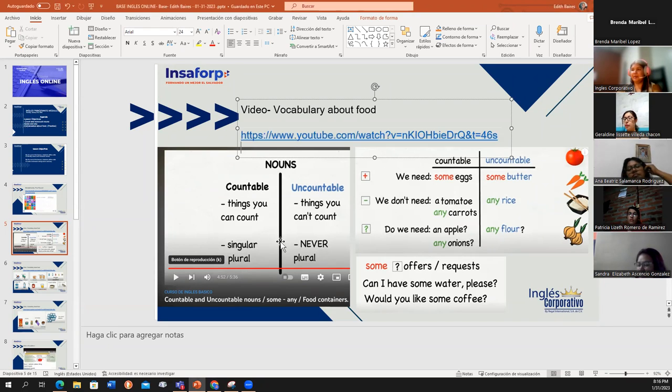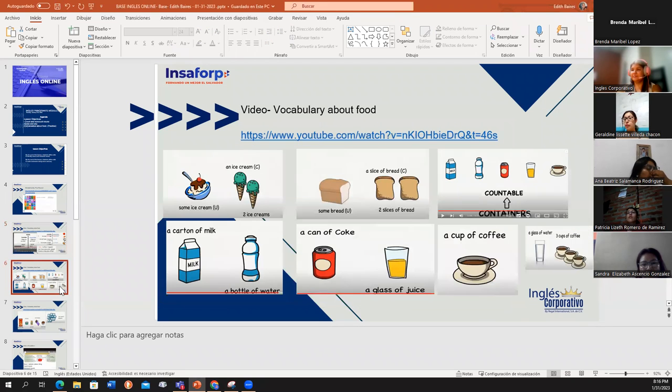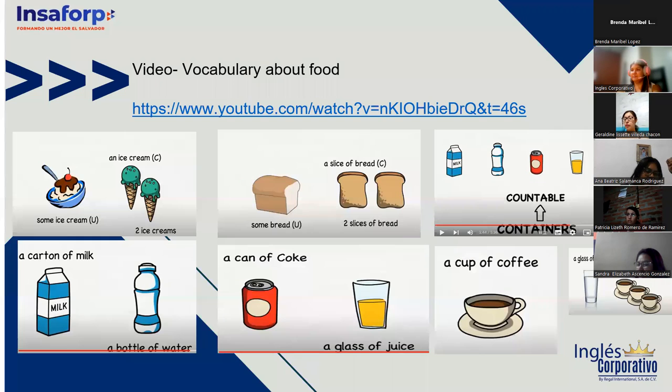What else do you remember? ¿Qué más recuerdan del video? Que los líquidos pueden ser contables a menos que estén en cajas, botellas, latas, vasos. Correct, yes. They can be countable if they are in containers, okay?